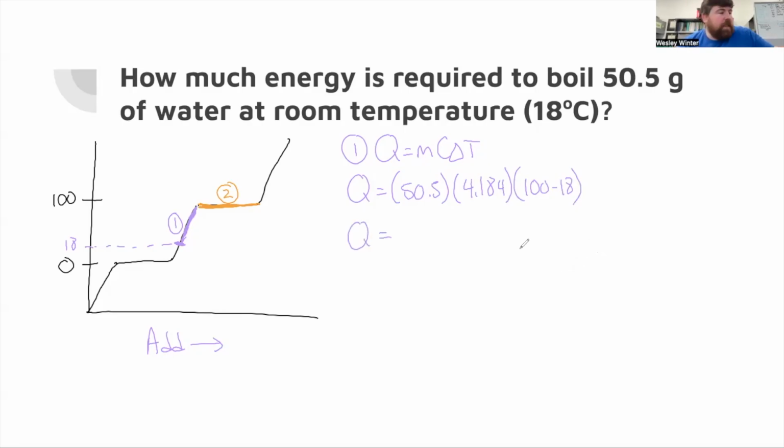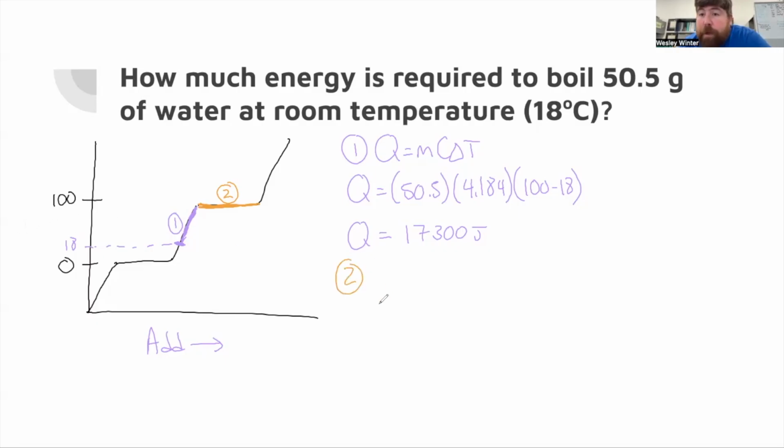So Q is going to be, once again, 50.5 times 4.184 times 100 minus 18, which gets us 17,300 joules. So in order to heat up 50.5 grams of liquid water to its boiling point, I have to add 17,300 joules. Now here's the thing, I'm not finished.